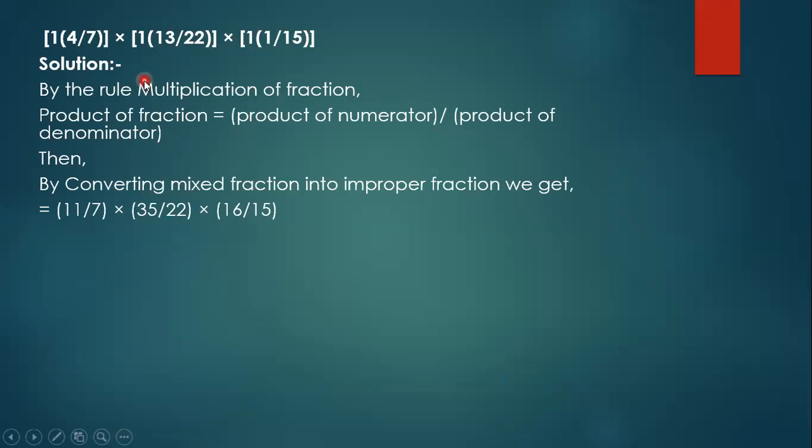Okay, here you see, beta. 7 multiplied by 1 gives us 7 plus 4 gives us 11. What am I saying? Just follow the pointers that I am showing. 7 multiplied by 1 is 7 plus 4 is 11 upon 7. Okay. Similarly, 22 multiplied by 1 is 22 plus 13 is 35 by 22. Okay.